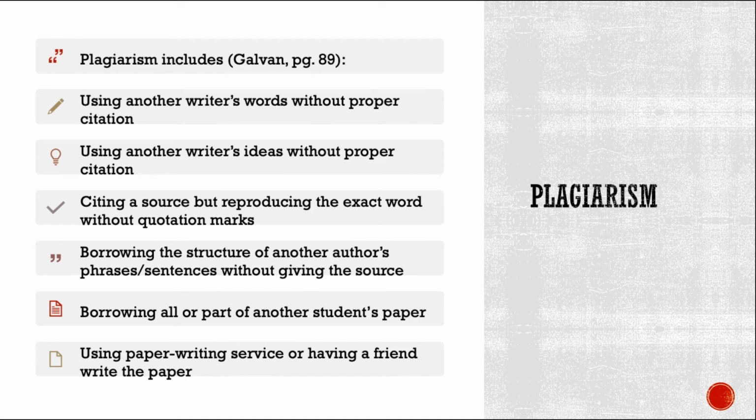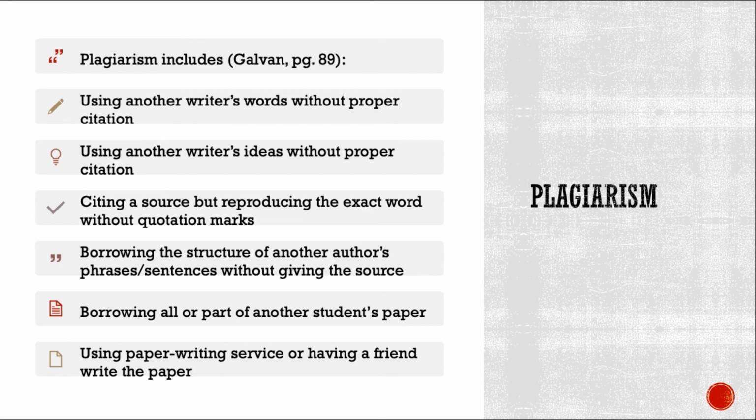Plagiarism. Or citing a source but reproducing the exact words without quotation marks. It means that you do a direct quotation, but you put it as normal text. So people will understand that you have rewritten it, but actually it's not your own wording. So if you want to do a direct quotation, you have to put the quotation marks so that we understand that it's not your wording. Or borrowing the structure of another author, phrase, sentence without giving the source. So you borrow the structure of the thesis, the structure of the section, the structure of an idea, and you do not give credit.